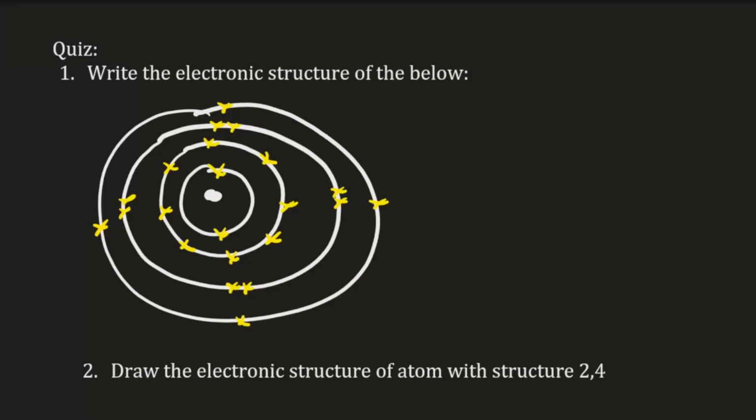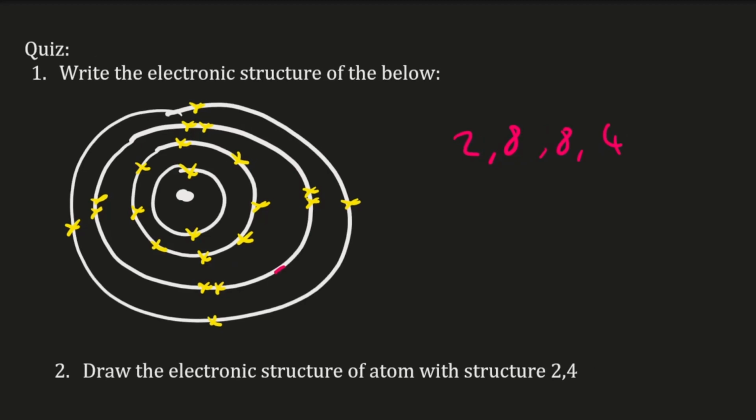Feel free to pause the video and have a go at these questions. The first one, we are asked to write the electronic structure of the below. It should be a simple case of counting up the number of electrons in each shell. In the first shell, we've got 2, as we'd expect. In the second shell, we have 8 electrons, so we're going to write 8. In the third shell, this shell over here, we have another 8 electrons. And in the last shell, we have 1, 2, 3, 4 electrons. So our structure can be written out in numbers like that.